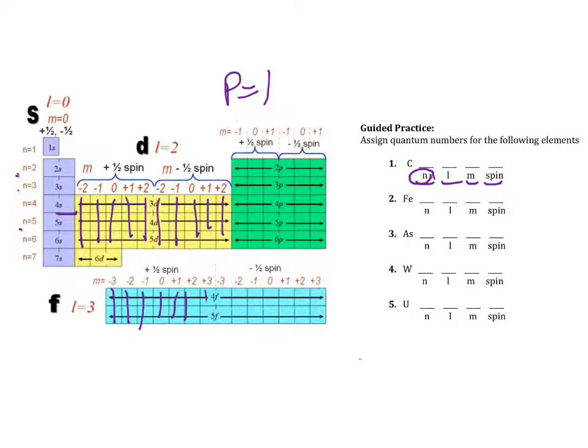And so that's the third one. And then just a side note, because S's only have one orbital, they'll always be 0.